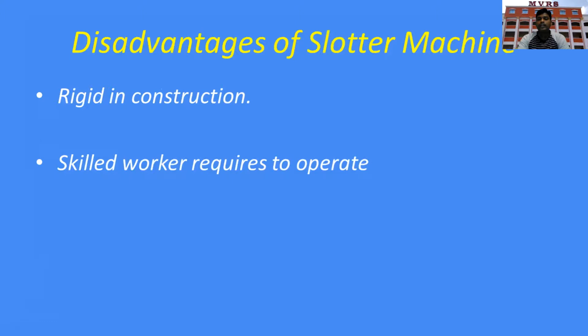Next, the disadvantages of the slotting machine. It is rigid in construction, and skilled work is required to operate it. What does rigid in construction mean? It requires much construction space, and it generally requires skilled workers. Why are skilled workers required? Generally, we give the feed manually, and during the process of cutting the worker should be skilled, otherwise there is a chance of damaging the workpiece.